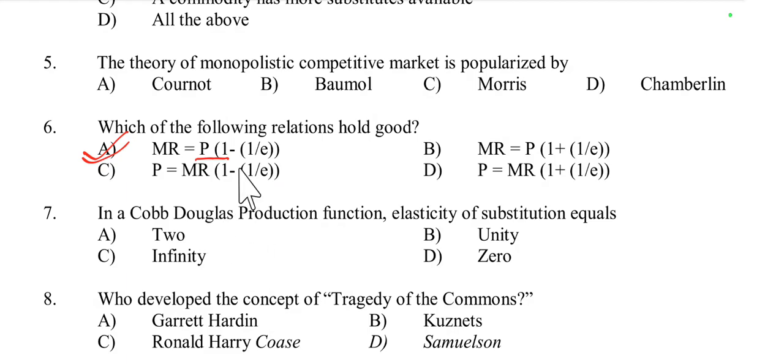Here E means elasticity. When elasticity is greater than 1, MR is positive but less than P, and when elasticity is equal to 1, that is unitary elastic demand, the MR curve is equal to 0. Then if elasticity is less than 1, MR becomes negative. So your option A is right.